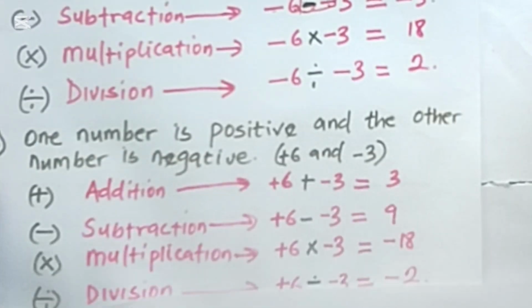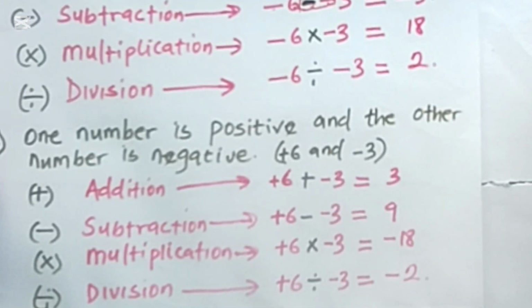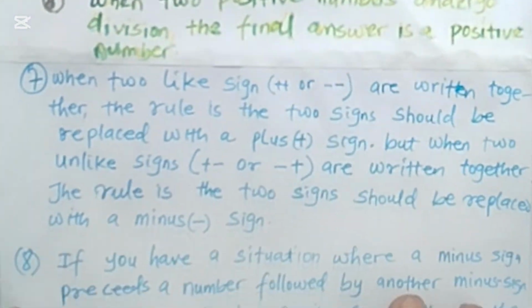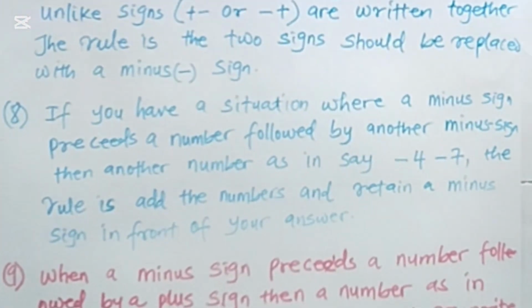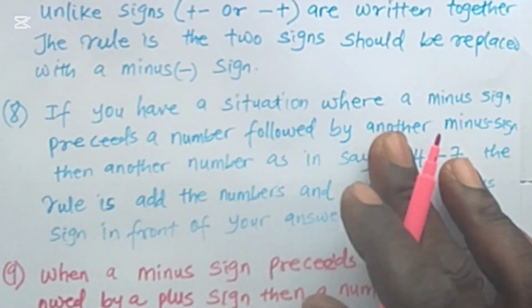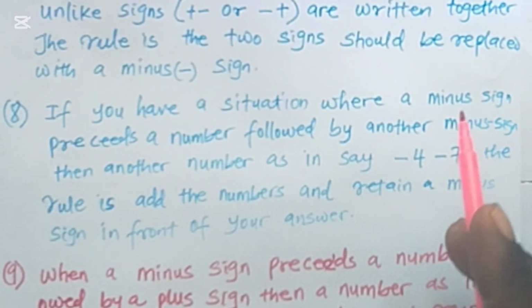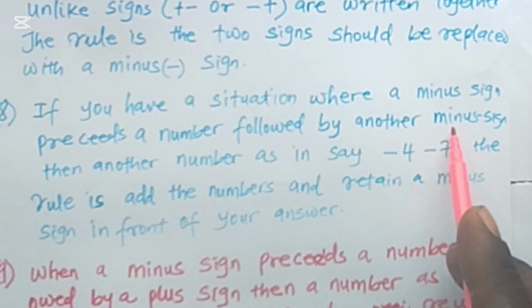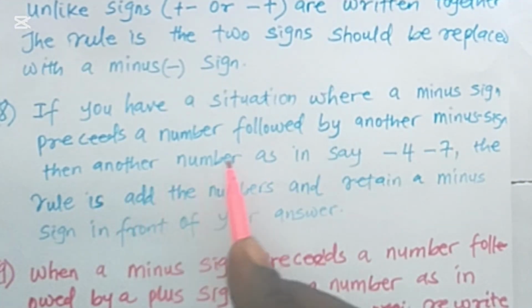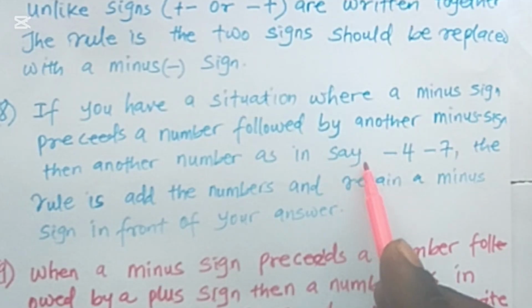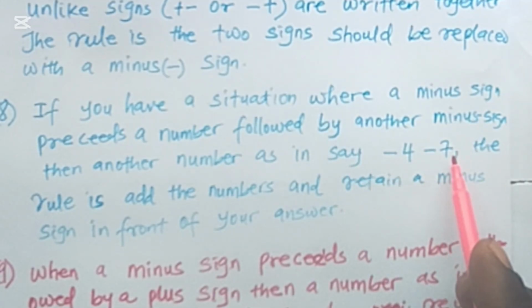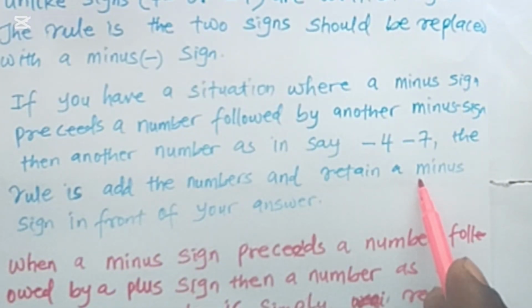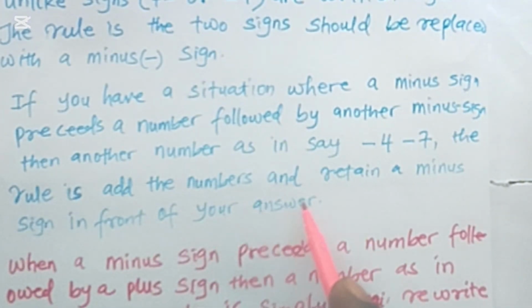Now, let's continue with our rules. We have just finished with rule number 7. So we're going to go to rule number 8. They say if you have a situation where a minus sign precedes a number followed by another minus sign, then another number, let's say, minus 4 minus 7. The rule is add the numbers and retain a minus sign in front of your answer.